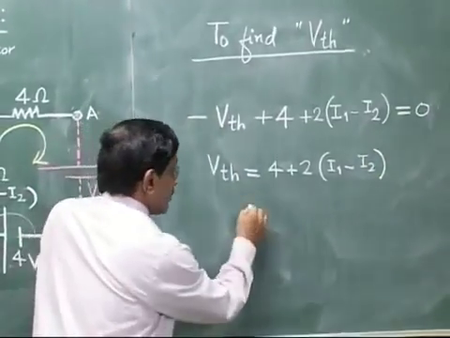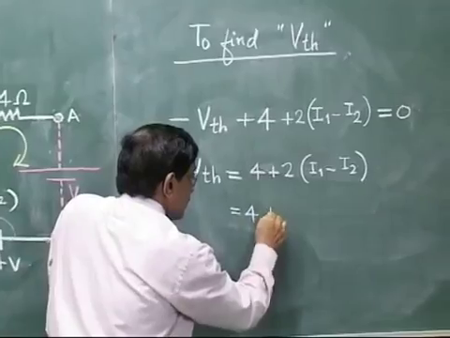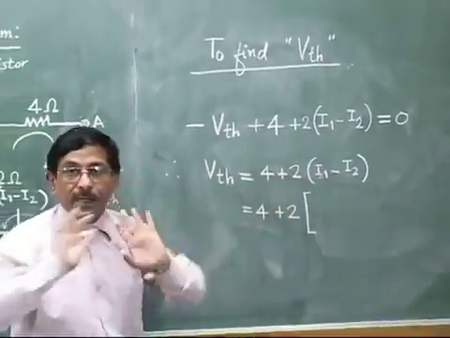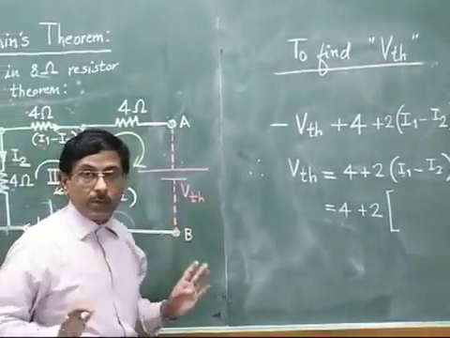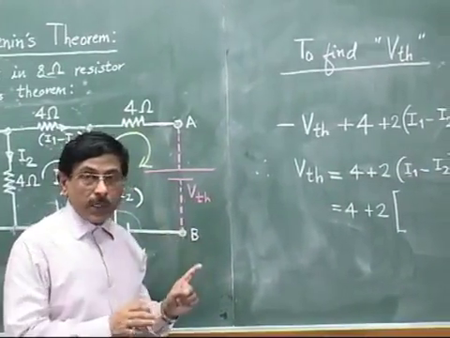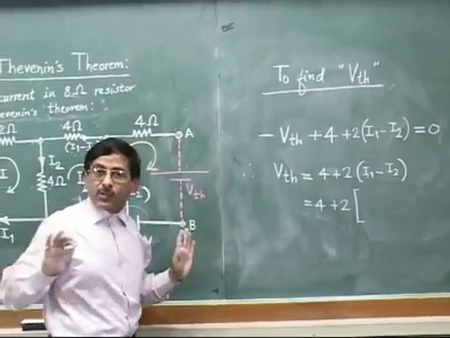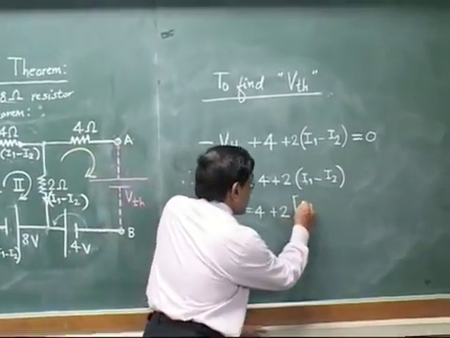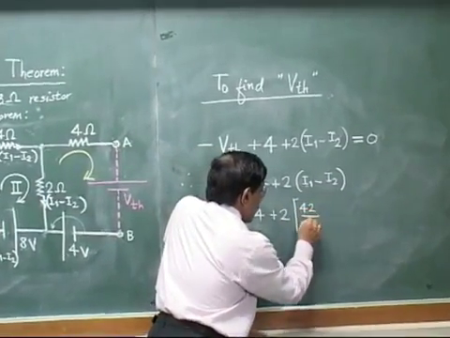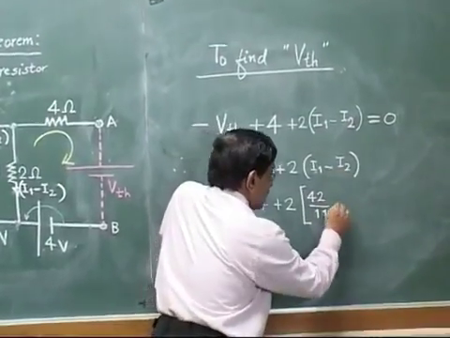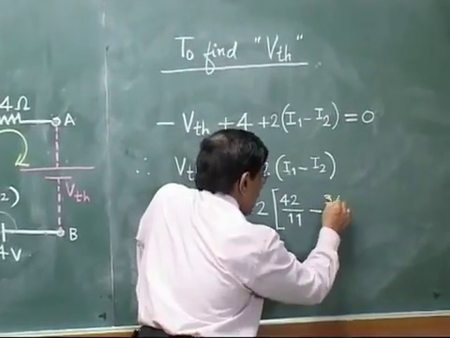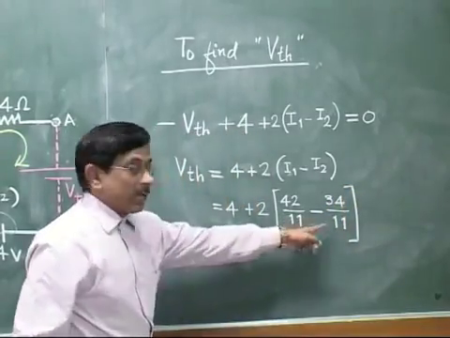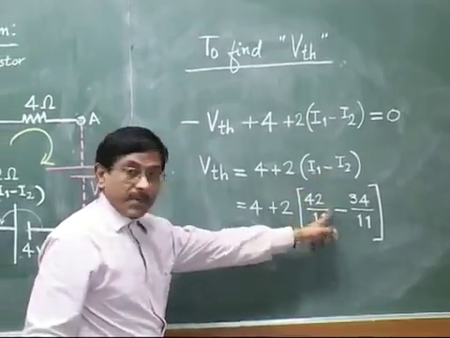Now here we substitute the values. So equal to 4 plus 2 times I1 minus I2, the values of I1 and I2 we have already calculated in step 2. You have to put those values with whatever signs you have got, plus or minus. Don't change those signs. That is very important. So I1 we have got as plus 42 by 11. I2 we had got as plus 34 by 11. So both values we had got plus. So we have written plus values, and this is a subtraction, so the subtraction sign.